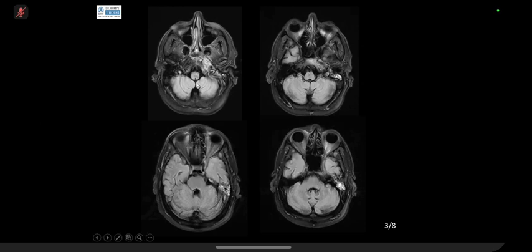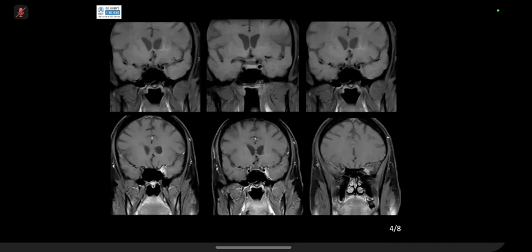Yes, sir. I can see that there is extension of the process, the infective etiology, I suppose, up to the petrous apex. And if the sixth nerve is involved, and the patient is having palsy of the sixth nerve, lateral rectus muscle, it should involve the cavernous sinus as well. And in the first image, I can see that the process is extending upwards towards the cavernous sinus as well.